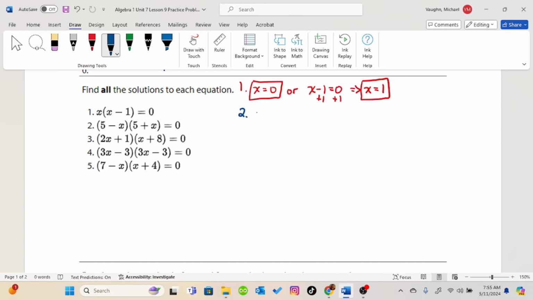Number 2, either 5 minus x equals 0. We add x to each side, and we find out that 5 equals x, or 5 plus x equals 0. We subtract 5 from both sides, and we find out that x equals negative 5. So this one has two solutions.